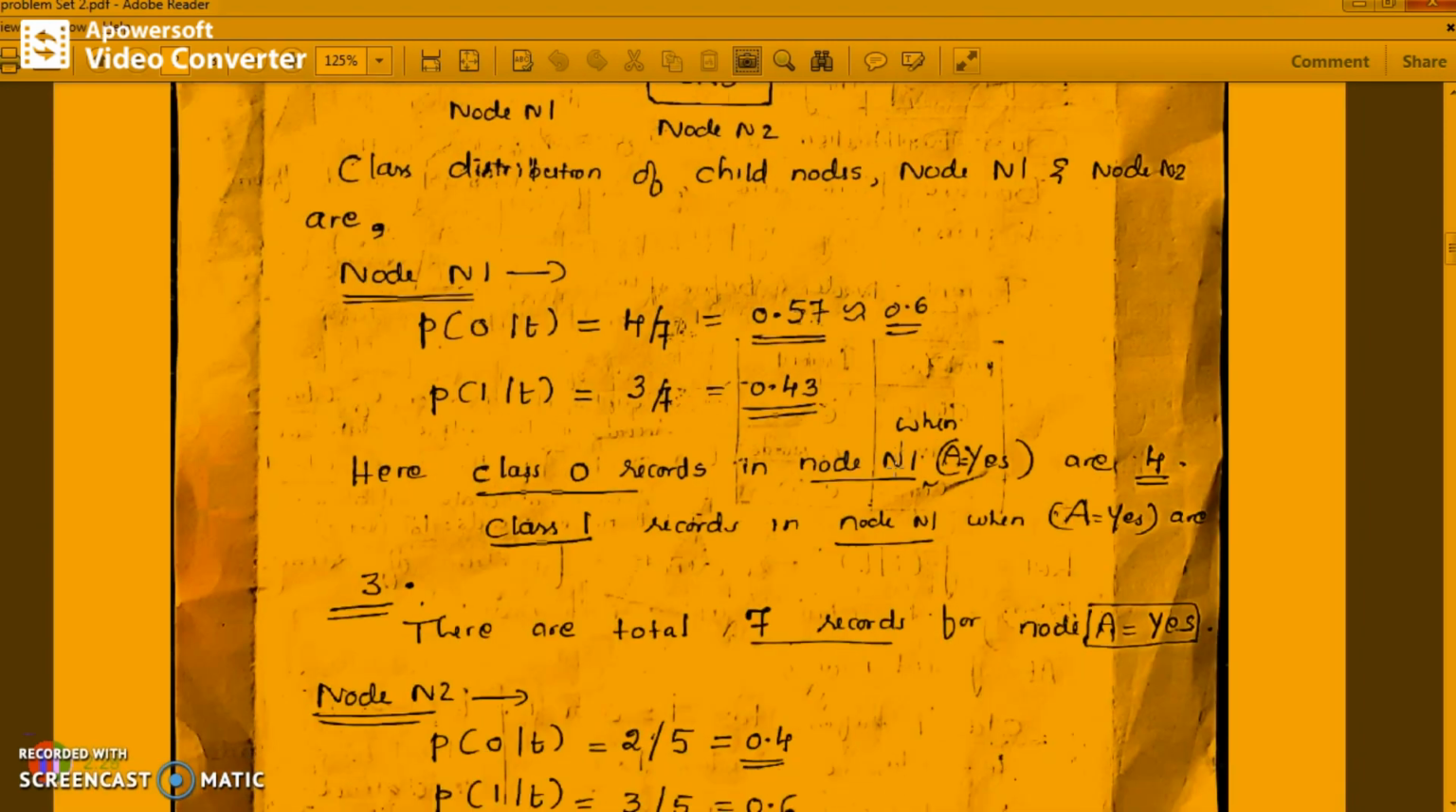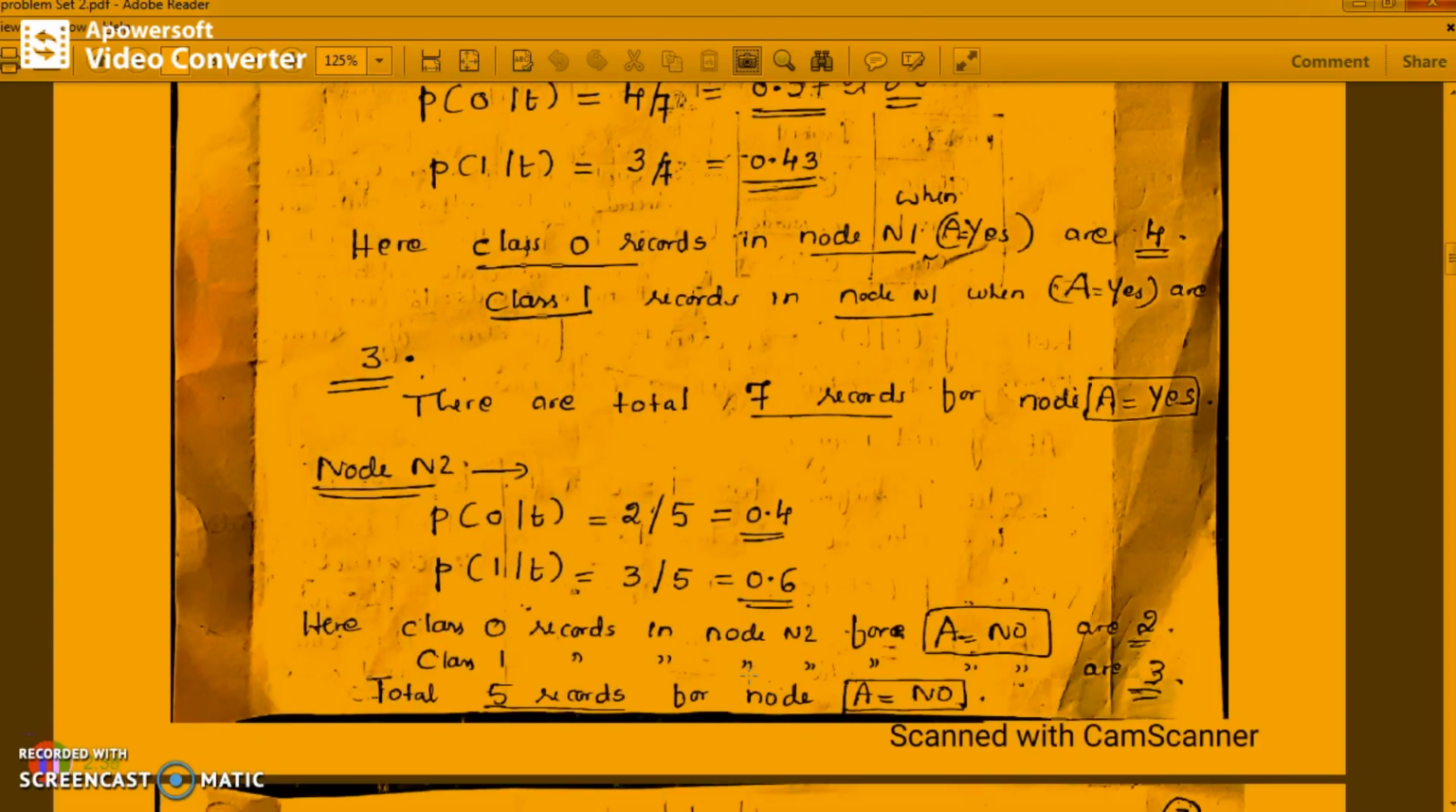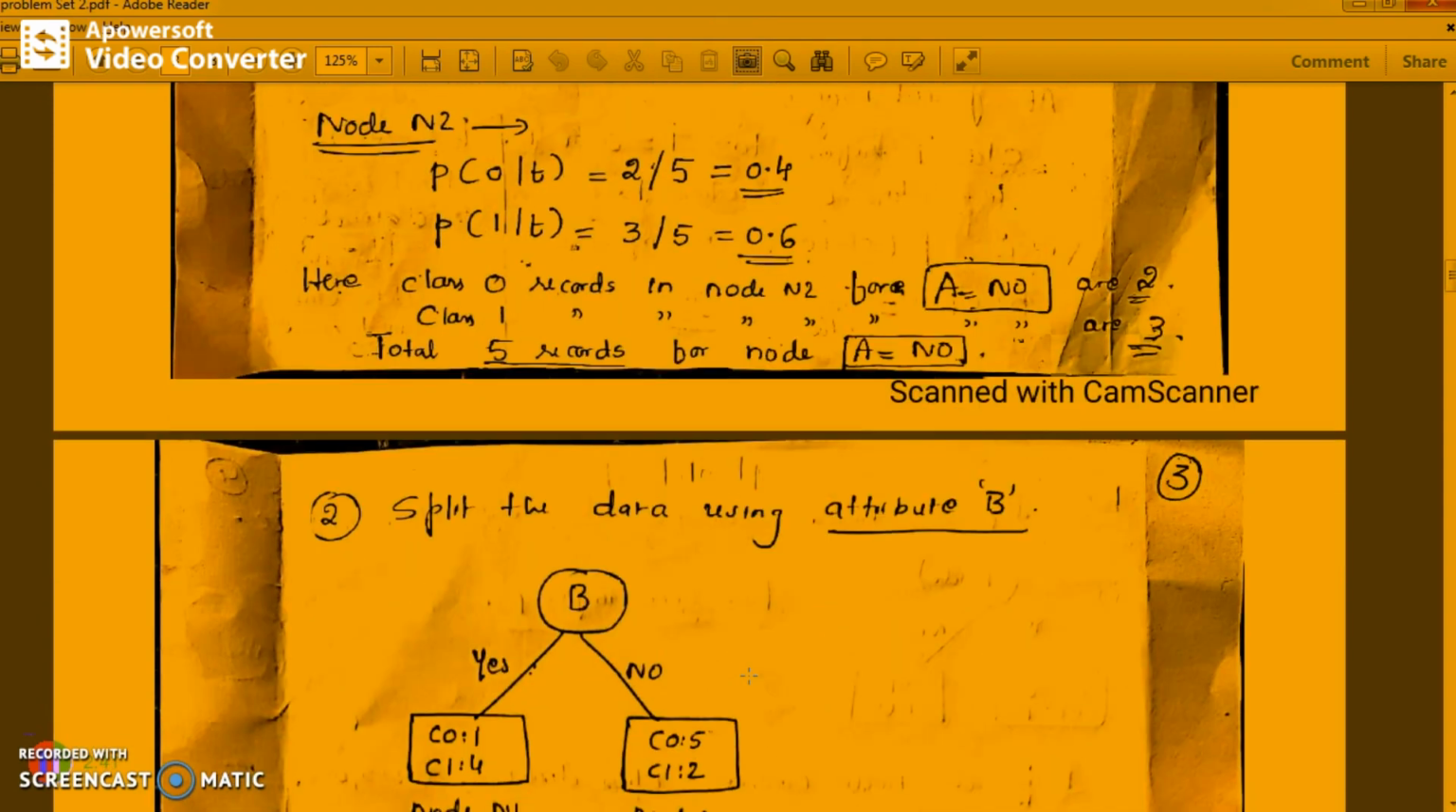Right. So now you just see here node N2. 2 divided by 5 and 3 divided by 5, you have seen, and the answer you have got here. So the probability, the class distribution, you have calculated. Okay, now after the class distribution calculation for both the nodes, you have to compute the Gini or entropy or classification error, okay? But before that we'll continue with the next attribute also, and then we'll come back to the entropy and Gini calculation.